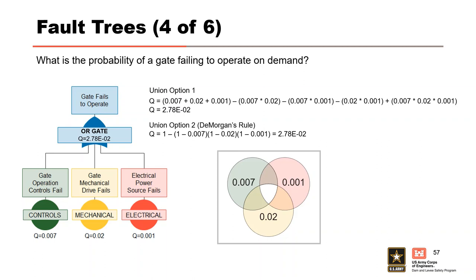In this second example, we are asked to calculate the probability of a gate failing to operate on demand given the three events or faults shown: failure of the gate operation controls, the gate mechanical drive, or the electrical power source. Here we have an OR gate. For a gate to fail to operate on demand, any one of the events or faults listed must occur. We can again look at the top event as a Venn diagram. For the union of independent events, the probability of interest is the area bounded by the perimeter of the three event circles. The intersection of the events must be subtracted from the sum of the areas to avoid double counting. After subtracting the individual pairs of intersecting events, the intersection of all three events must then be added back in. A simpler way to get the same result would be to take 1 minus the probability none of the three events occurs. This is known as De Morgan's rule, which I will cover in more detail a bit later.